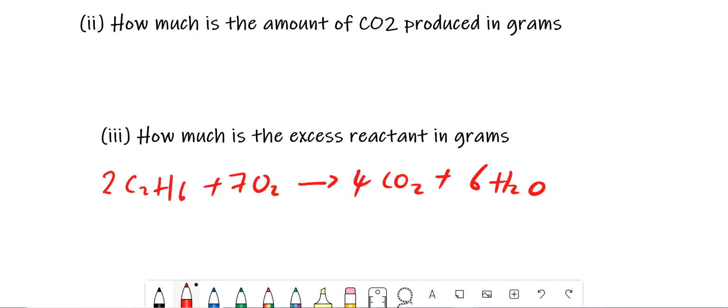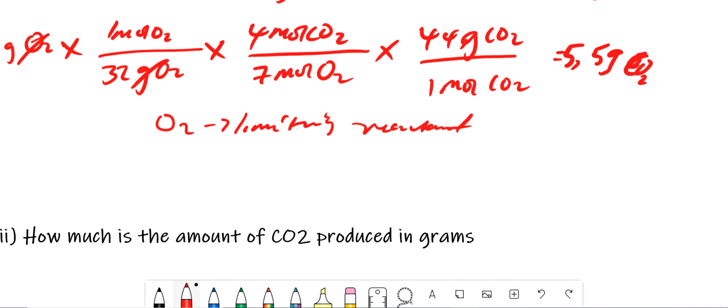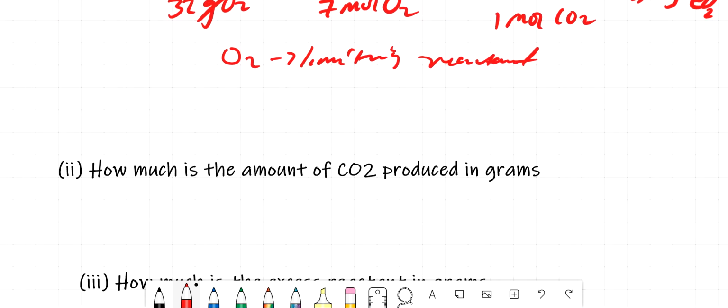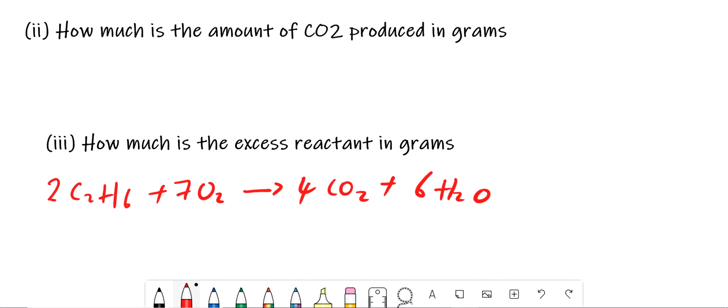How much is the amount of CO2 produced in grams? We just did the calculation for CO2, and in that case we have 14.6 and 5.5. But as I've already told you, the amount of CO2 produced is 5.5 grams, because this is from the limiting reactant. Your limiting reactant always determines the product.